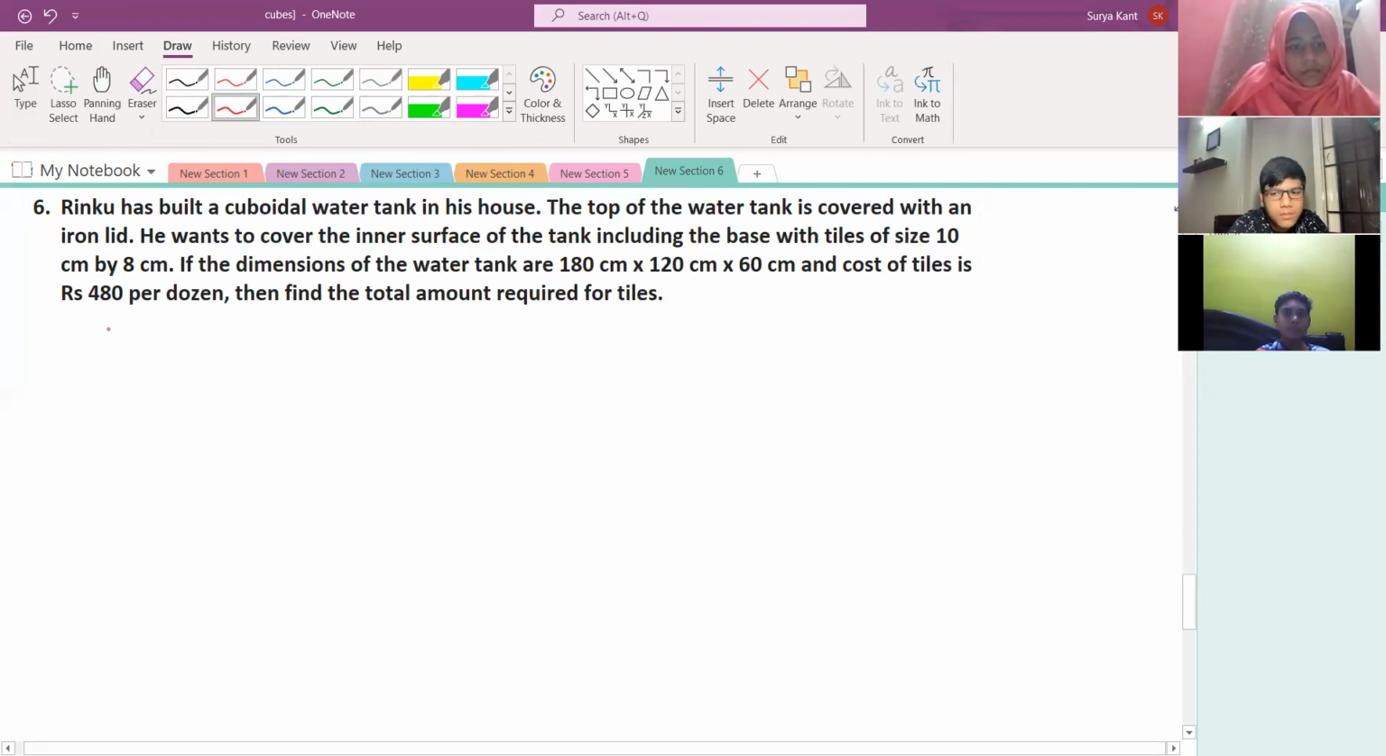See, the surface area of the cuboidal water tank. You can find the total surface area: 2 into LB plus BH plus LH. And the top part you can remove, minus LB. You can remove like this. This will come as the surface area of the cuboidal water tank, right?